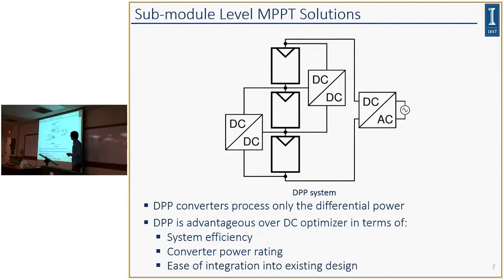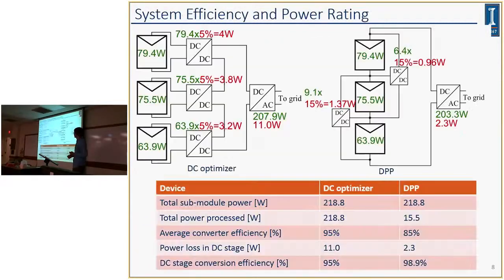So here, each DPP converter is configured as a bidirectional buck-boost converter, and the bulk power that is common to all PV submodules actually goes to the microinverter directly without any intermediate conversion. And the DC to DC converter only processes the power mismatch, which is typically very small compared to the full power. And because of that, DPP is actually advantageous over DC optimizer in terms of efficiency, converter rating, and ease of integration.